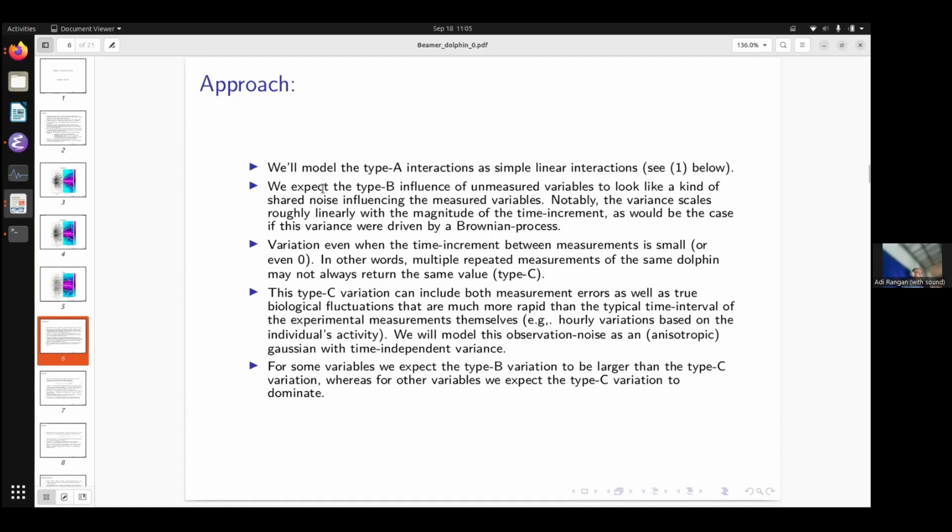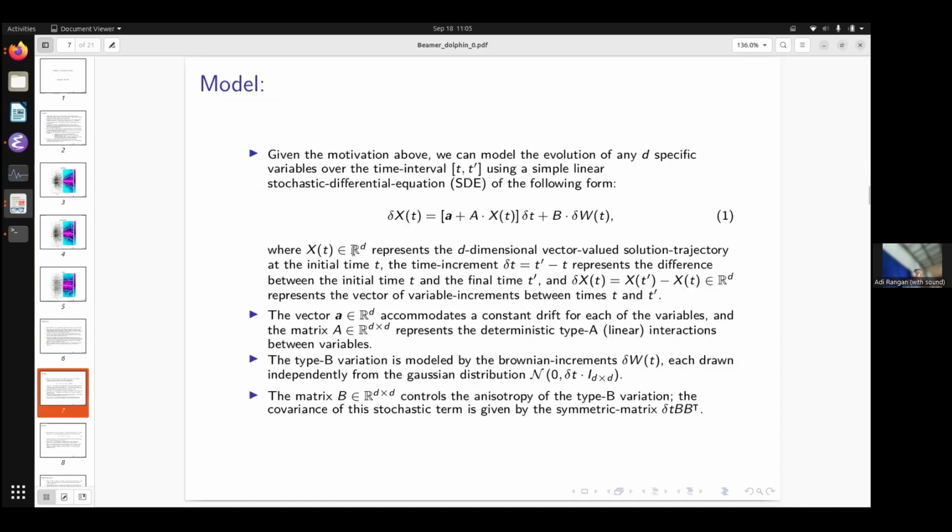But we should also, as a key part of the model, build into our modeling of this time series data that there should be some opportunity for something like a Brownian process driving the variables involved. And there should be some kind of measurement noise, so that we allow there to be variation even when the time step is zero. So what kind of a model could we have? Here's kind of the simplest model you could possibly write down that has those features.